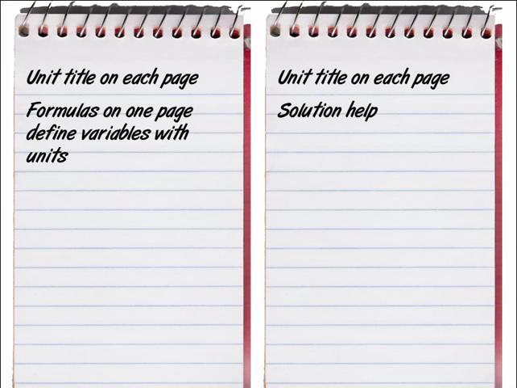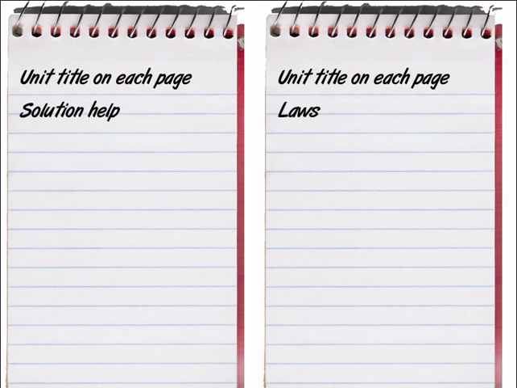So formulas on one page, define the variables with units. So that's what I'm looking for. Formulas, variables, and units. Just let's get that over with. The next section is the important section. That's the solution help. The solution help is going to be tremendous when you're reviewing for the tests or for exams or any time. And then finally, the last section are any laws or principles that we covered in the unit itself.